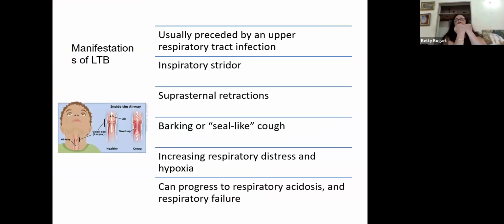So it's inspiratory stridor, okay? Because this is all swollen. I can't get it in. So it is inspiratory. And of course, all the signs of respiratory distress, substernal retractions, and that beautiful little cough. And we know if we don't treat croup, this inability to get air in can lead to respiratory distress and death.